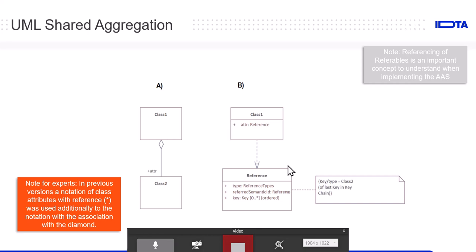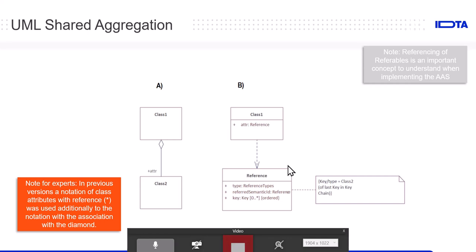Shared aggregation is also a very important concept of UML. So here you see it. Class 2 is shared by class 1, but it has an existence independent of class 1. So it's not a composition. And this is really extremely important for us, because there is a special notation on this. And we do have a special type that is called reference.